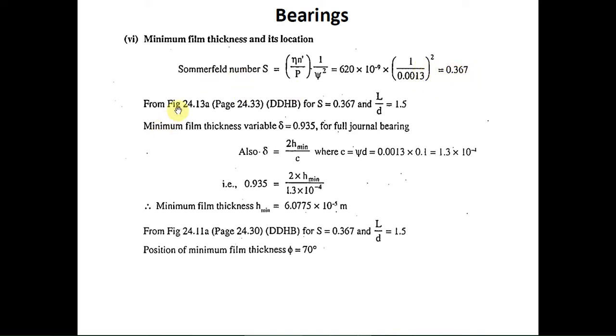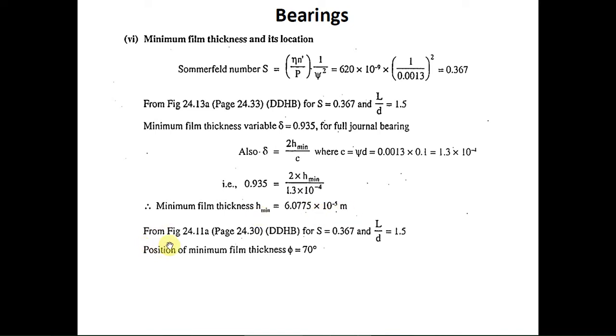From figure 24.13a, page 24.3 of the data book, for S equal to 0.367 and L by D ratio already given as 1.5, the minimum film thickness variable delta equals 0.935 for a full journal bearing. Also delta equals 2 h min by c, where c is the diameter clearance ratio into diameter. So 0.0013 into 0.1 gives 1.3 into 10 raised to minus 4. Putting the values in the delta equation, you get h min as 6.0775 into 10 raised to minus 5 meters.